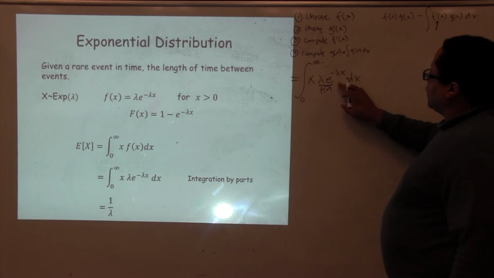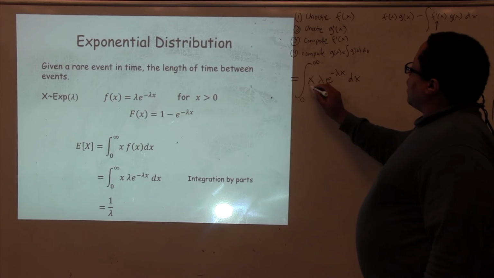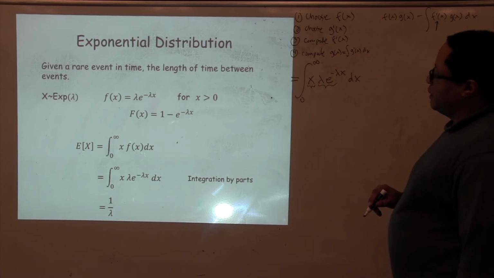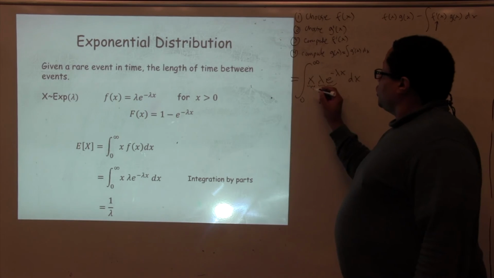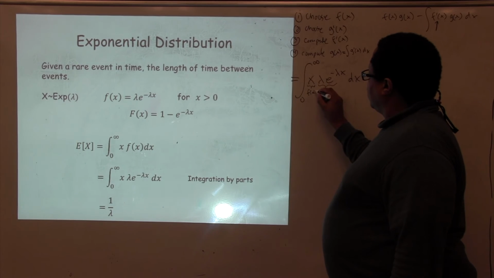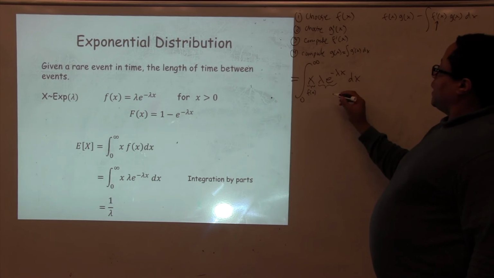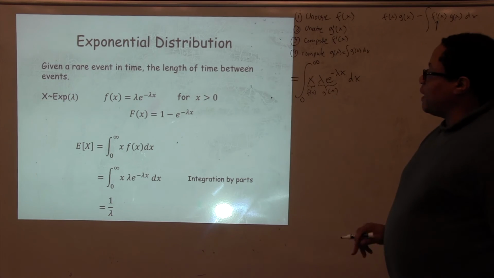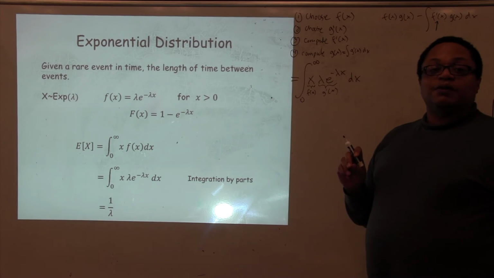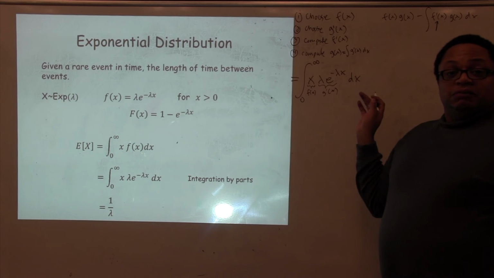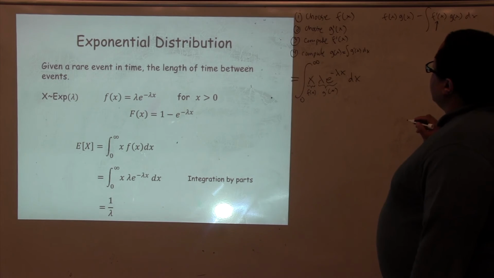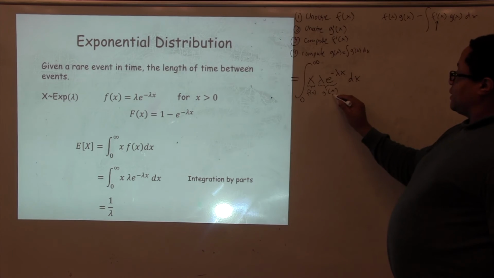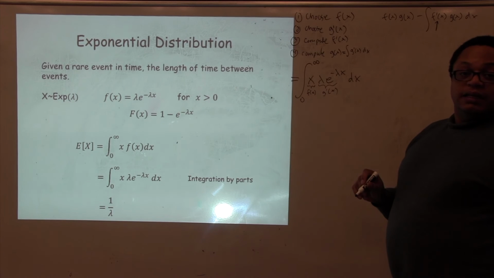Okay, so if we look at that, we have two terms. We have our x to the 1 power, and we have lambda e to the minus lambda x term. So I'm going to choose this x term to be my f of x, and I'm going to choose this lambda e to the minus lambda x to be my g prime of x. The reason for choosing x as my f of x is that when I take that first derivative, this is going to go away. It's going to be simpler. So let's do that. My f of x is x, and my g prime of x is lambda e to the minus lambda x.